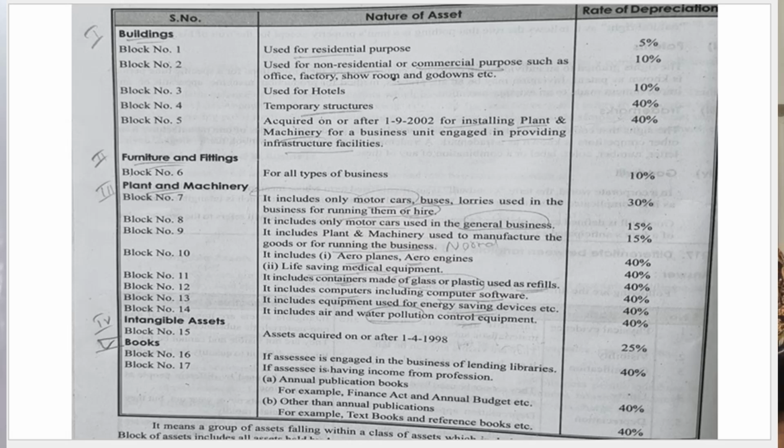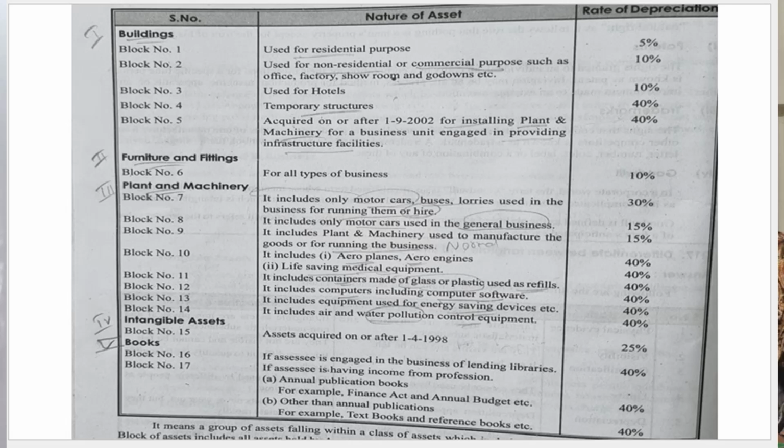Block number 5, acquired on or after 1st September 2002 for installing plant and machinery for the business unit engaged in providing infrastructure facilities. In such cases 40%. Total buildings related, how many blocks are there? 5 blocks. For each and every block, some percentage rate of depreciation is mentioned. Now the second category is furniture and fittings. This comes under block number 6. For all types of business, furniture and fittings are there, and 10% is allowed.